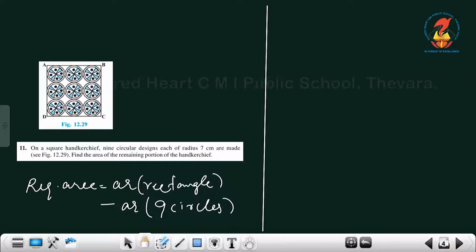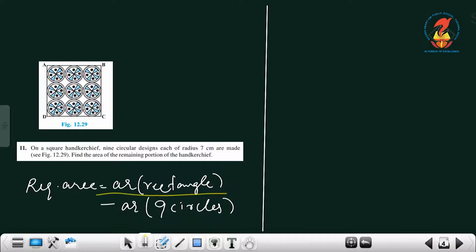So, a square. So, what do you have to find? 9 circular designs are given. Find the area of the remaining portion. So, it is clearly area of the square minus area of 9 circles. Then, what is given? The radius is given as 7.